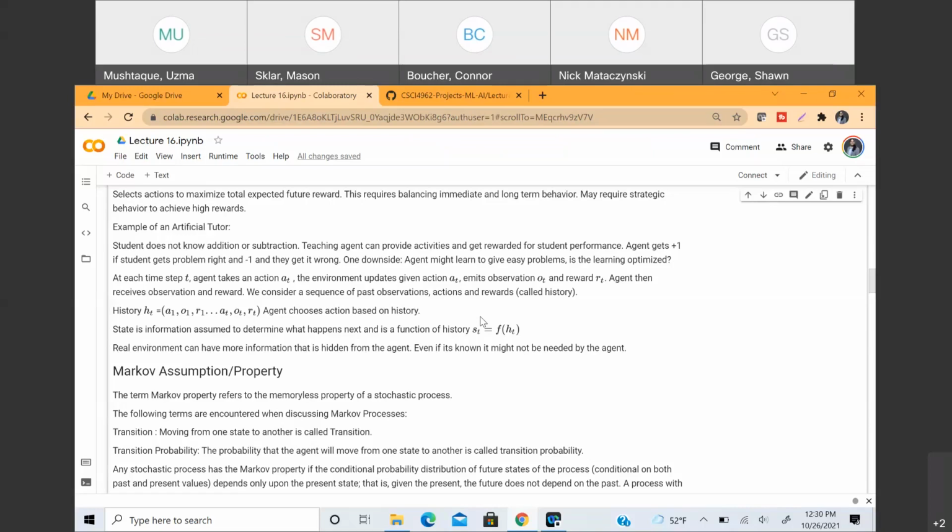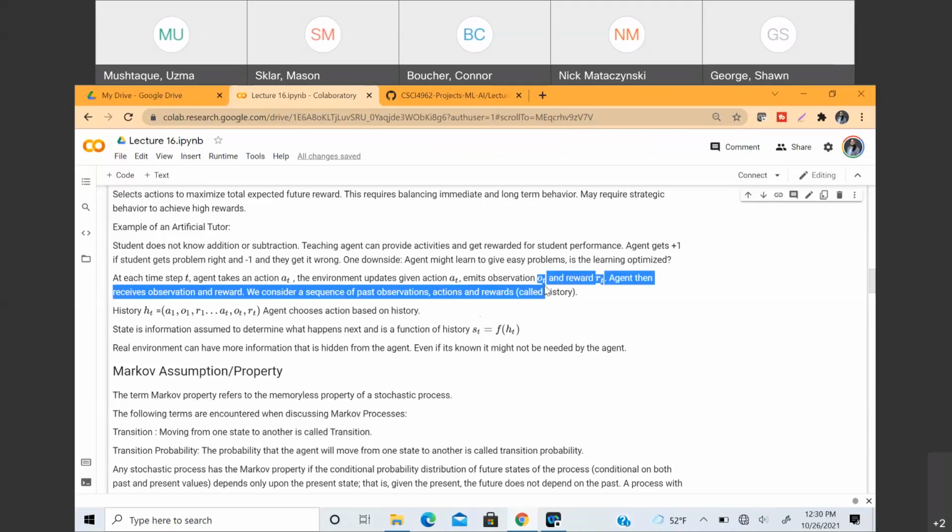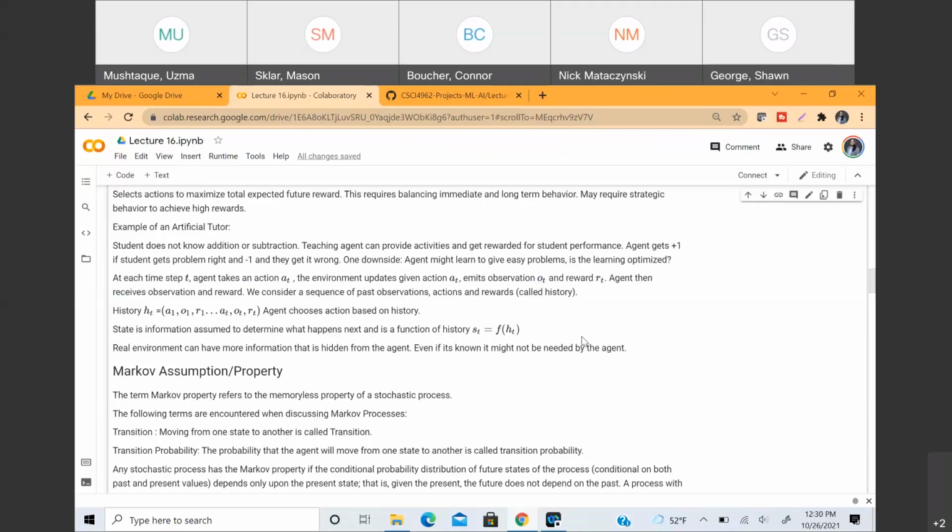In time step t, my agent took action a sub t, the environment updated based on that action and emits some observation. Observation is known as state. I'm first calling it some observation, meaning maybe some change happened in my agent, maybe nothing happened, right? So let's call it observation, and that's O sub t. And it got some reward, R sub t, right? So then the agent receives this observation and reward.